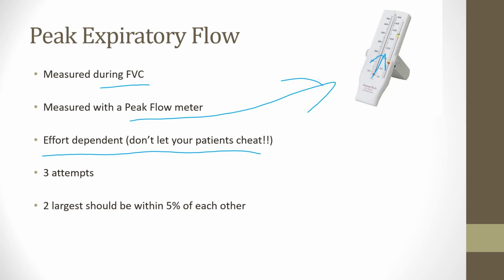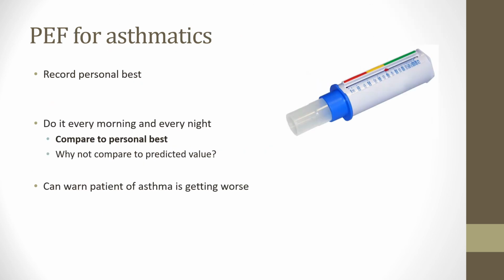And that's why we record the highest number, right? We're going to have them do at least 3 attempts. The 2 largest should be within 5% of each other, just to make sure you got the best effort. If they get like a 100 and then a 900 and then a 200, they're all over the board. But you should make sure there's at least 2 that are pretty close to each other, that 5%. And then we're just going to record the largest of the 2. You don't average them. You just record the highest value only. All right. So record their personal best.